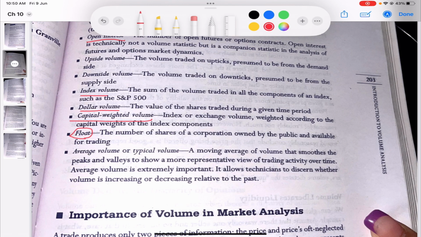But the other shares are kept with the promoters itself. So the free shares in which the public can trade, that is known as a float. Average volume or typical volume. So what is average volume or a typical volume?